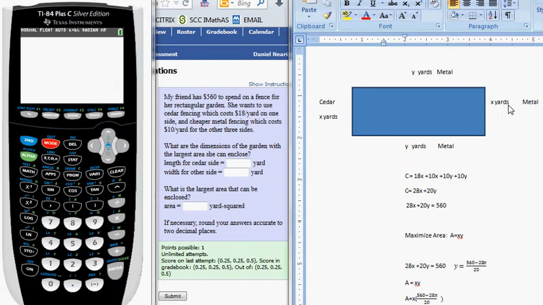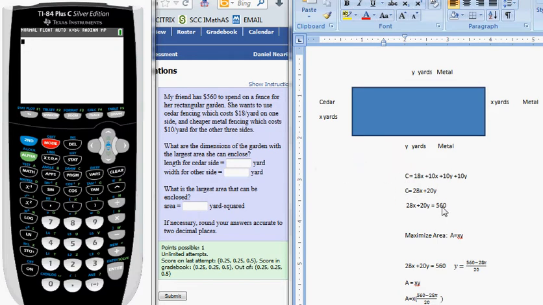Add to that the X yards of metal, which costs $10 per yard. So it's $10 per yard times X yards again, because this dimension is the same length as that dimension, it'd be $10 a yard times X yards to make this side, so that's 10X. And then these two sides would be made out of metal, which is $10 per yard times Y yards, but there's two of them, so one side here would be $10 per yard times Y yards of fence, and then down here you'd have $10 a yard times Y yards of fence. If you combine the X's and the Y's, the like terms, you get this. Substitute the cost in. She can afford a cost of $560.